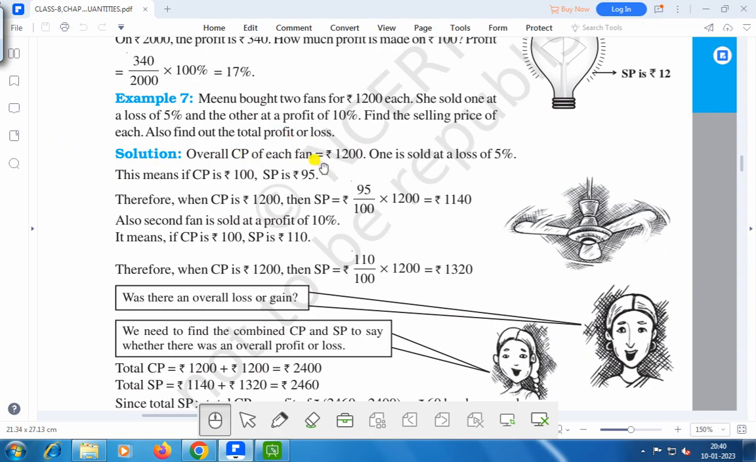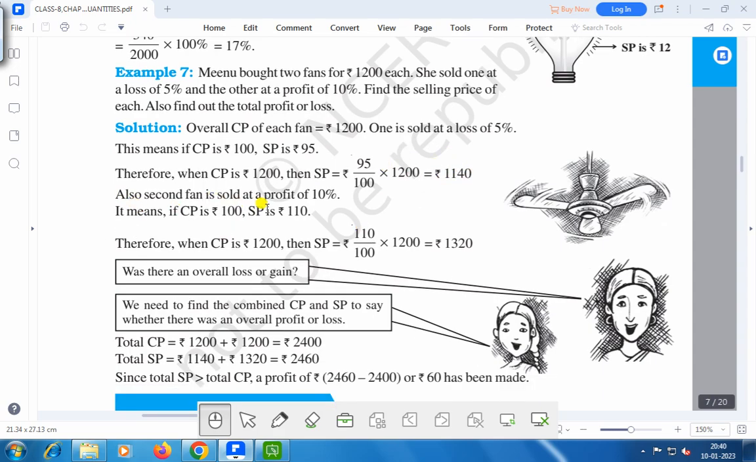Overall cost price of each fan is equal to rupees 1200. One is sold at a loss of 5%. This means if CP is rupees 100, SP is rupees 95. So when CP is rupees 1200, then SP is 95 by 100 into 1200, that is 1140.